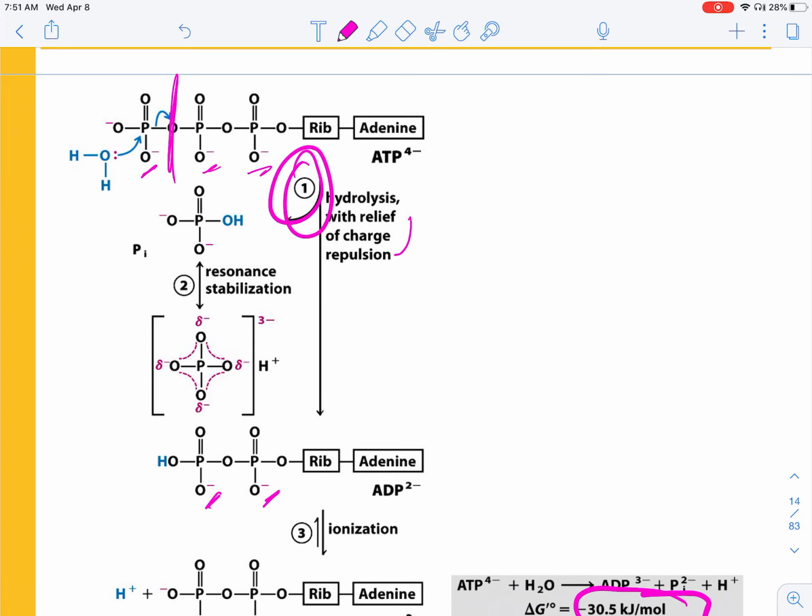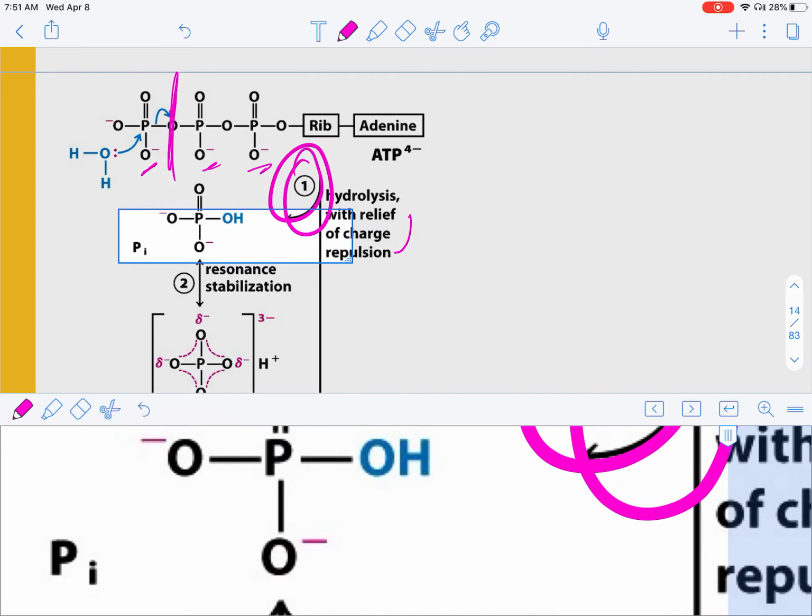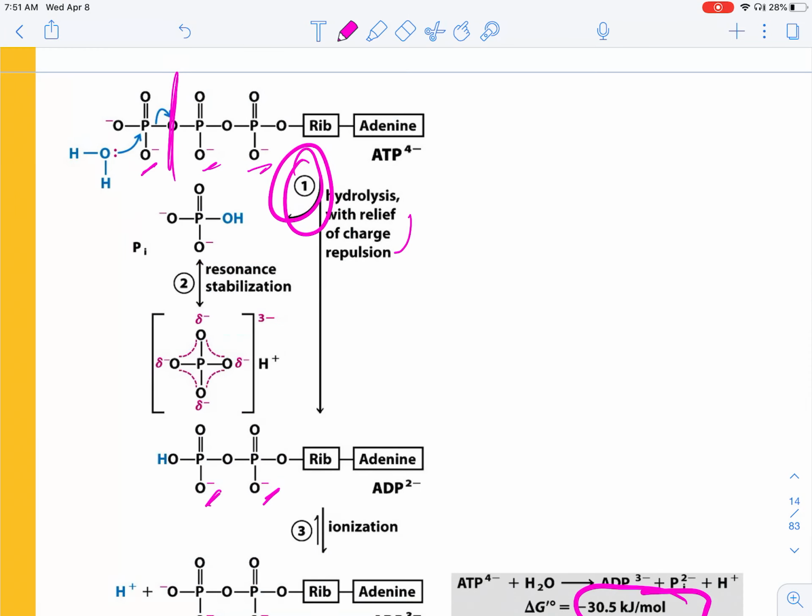But you also get another thing. The phosphate that's released, whoops, gets resonance stabilized, right?